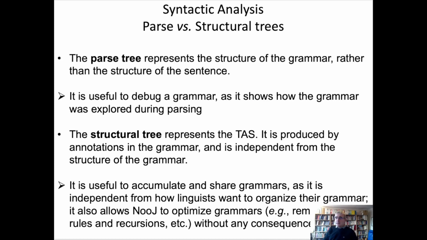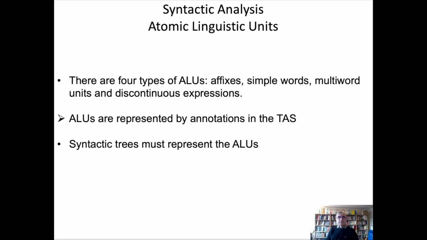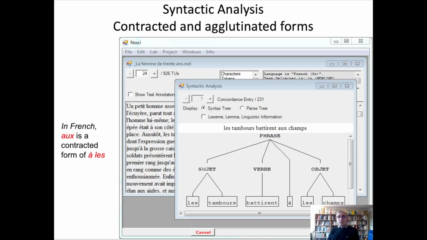A little problem that might arise is how do we manage complex atomic linguistic units. As a reminder, there are four types of atomic linguistic units: affixes, simple words, multi-word units, and discontinuous expressions. And they are all represented in the task. So how are these atomic linguistic units represented in the syntactic tree? These are a few examples.